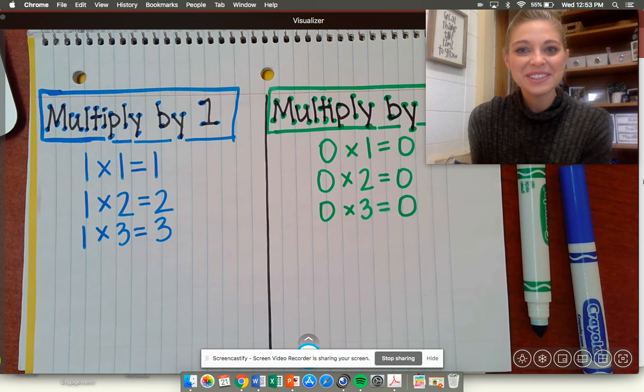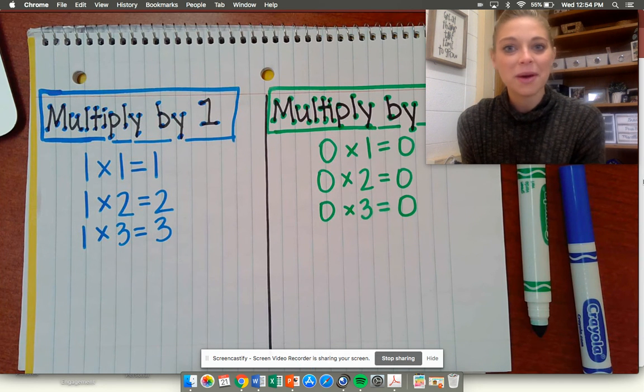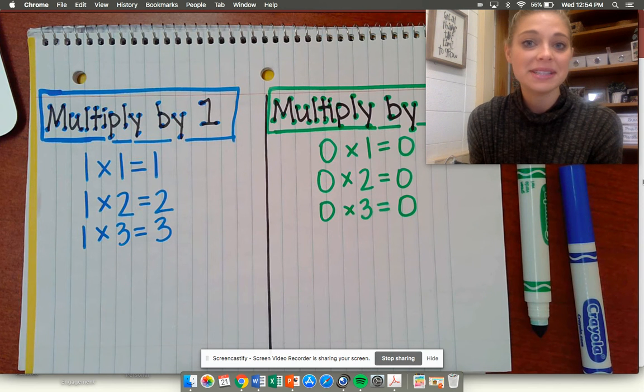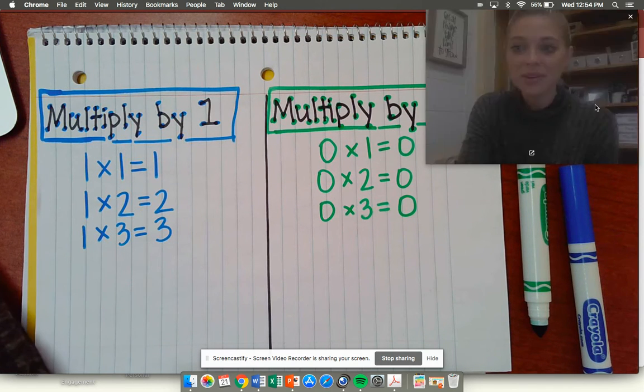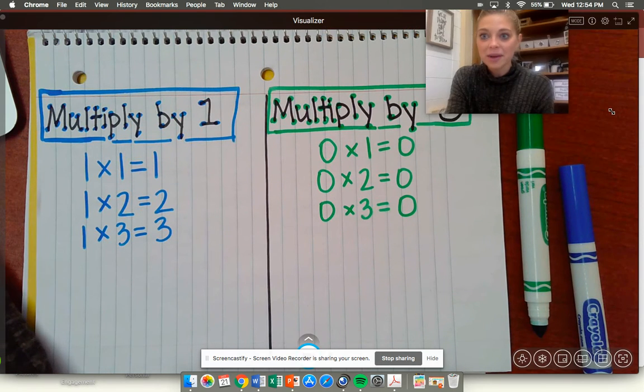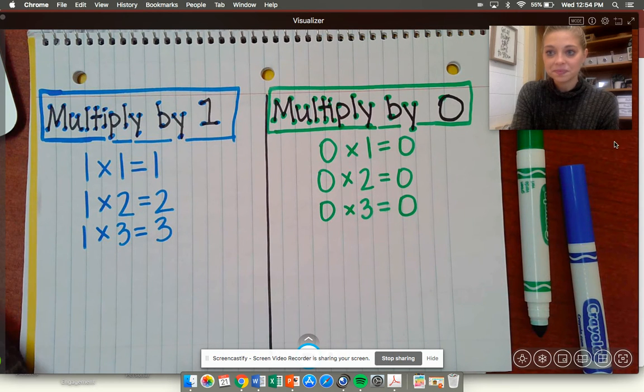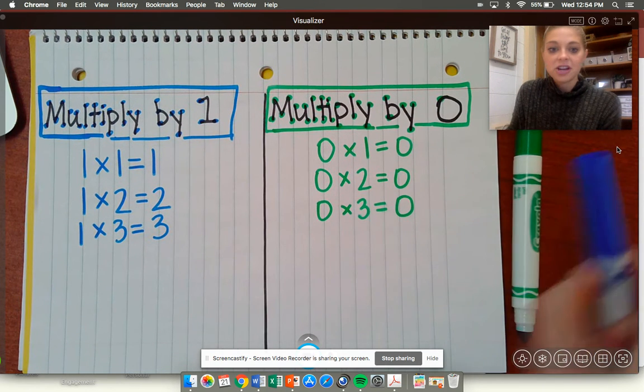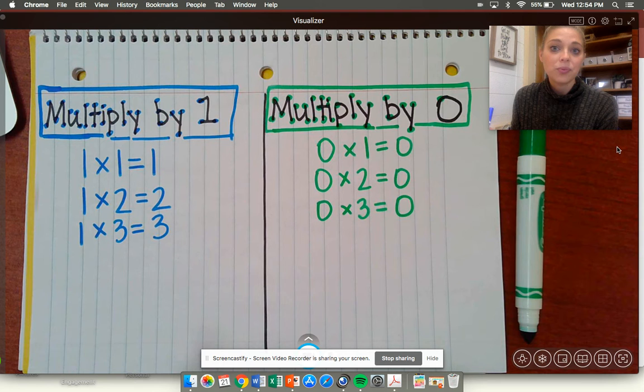Hi there, graders. Today we are going to do lesson 3.7, which is all about multiplying by 1 and multiplying by 0. So I thought we could start off by just talking about what that means before we do any workbook pages, because we will be doing a workbook page after this. So let's start off by talking about multiplying by 1.